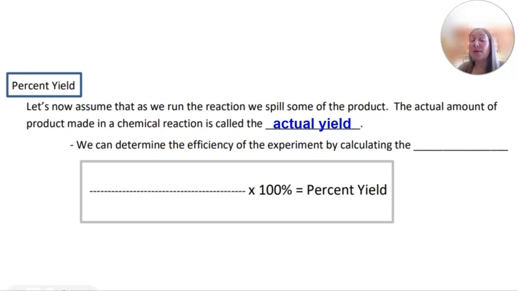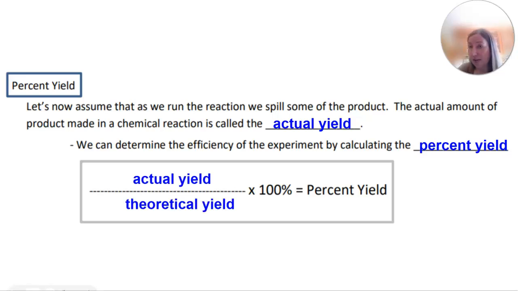And so then the actual amount of product made in the reaction is called our actual yield. In other words, we don't end up making all of the product that we hoped to in theory. So we can determine the efficiency, like how good are we at doing this reaction, by calculating what's called a percent yield. Okay, so a percent yield is the actual yield divided by the theoretical yield. So it's a ratio. In other words, how much did you actually make as compared to what you should have made in theory, times 100%. Okay, percent yield is actual over theoretical times 100%.